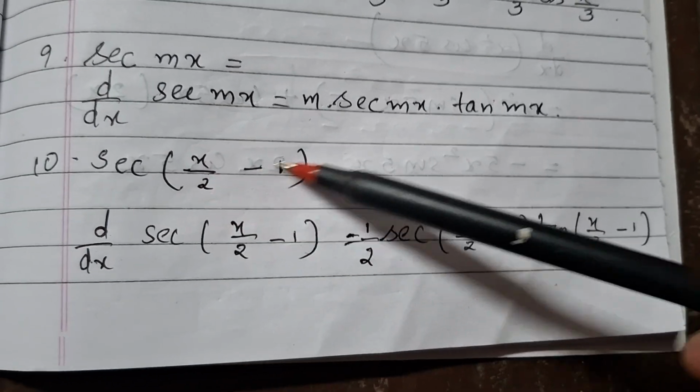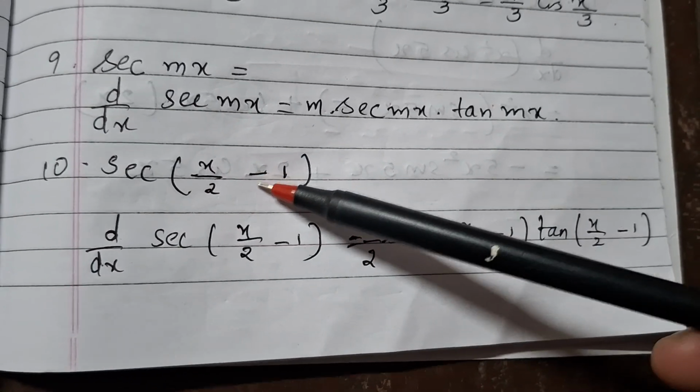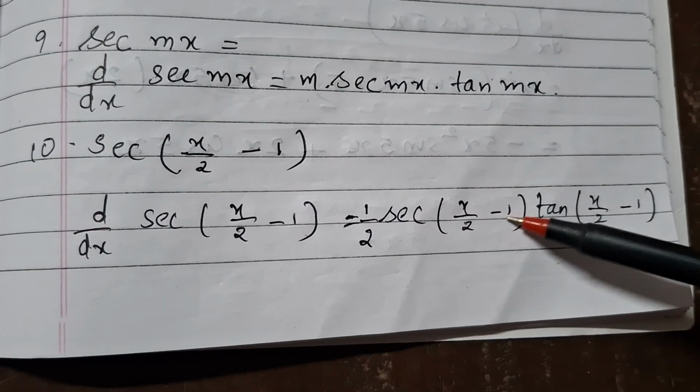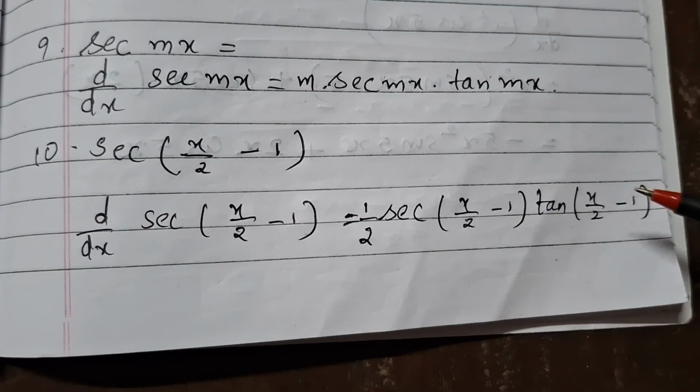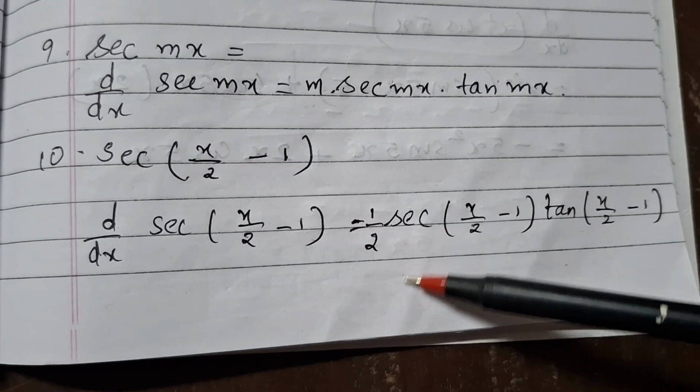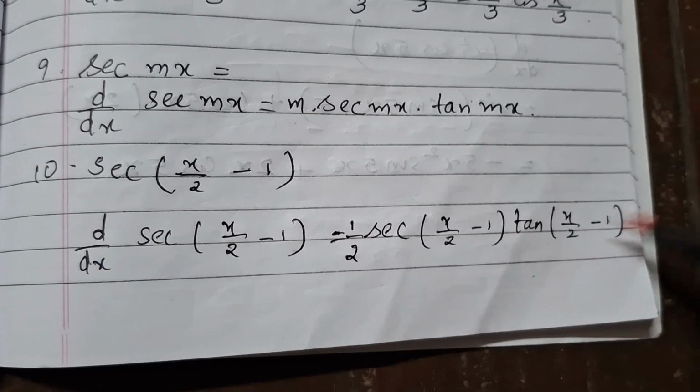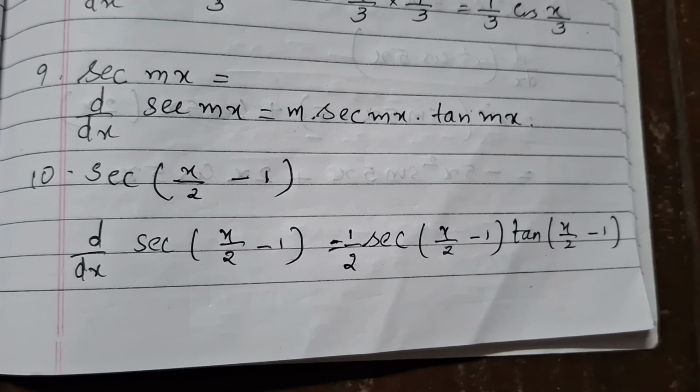So x by 2 minus 1, so 1 by 2 minus 0 will become, we will get only 1 by 2. So sec x by 2 minus 1 into tan x by 2 minus 1, into this 1 by 2 we have to do. So 1 by 2 into sec x by 2 minus 1 into tan x by 2 minus 1.